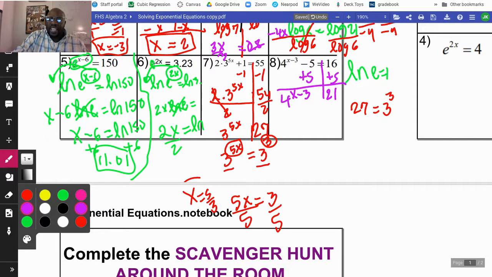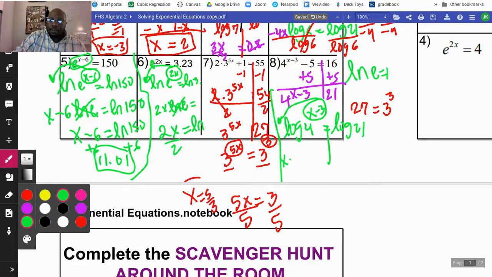There's no way I can get the 4 and 21 in the same base. So what I'm going to do is bring my buddy log back. Come on, log. So you have log of 4, and then you bring your x minus 3 right there. And you also have log of 21. All right, what do we do? Like you learned, you take this, you move it to the front.